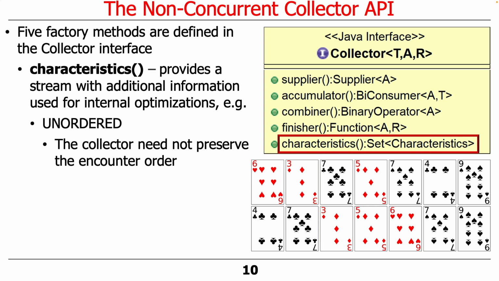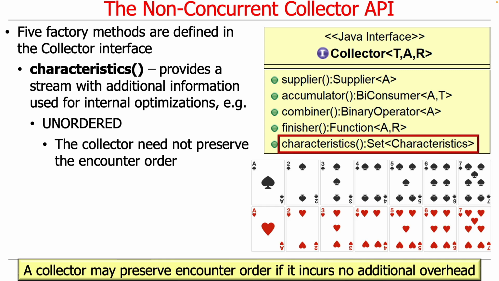The first is UNORDERED, and that simply means that the collector is under no obligation to preserve encounter order. Remember, encounter order is the order that it sees from left to right. It turns out that a collector may preserve encounter order if there's no additional overhead. So for example, if you're dealing with some kind of a list, then it'll typically put it in encounter order, even if you don't tell it to, even if you say unordered, it'll still just put it in order because that's the easiest thing to do for a list. But it doesn't need to. And there are some data types for which this can be a bit of an optimization.